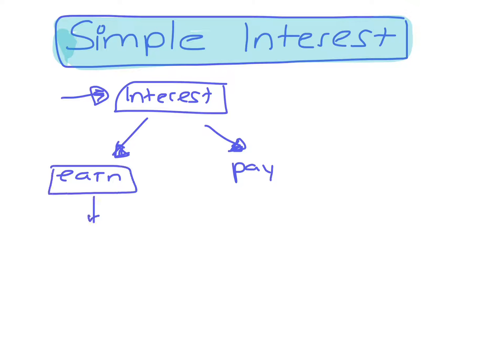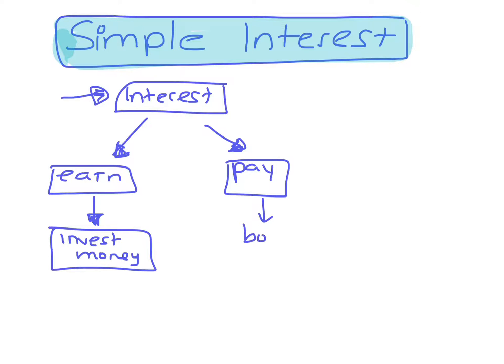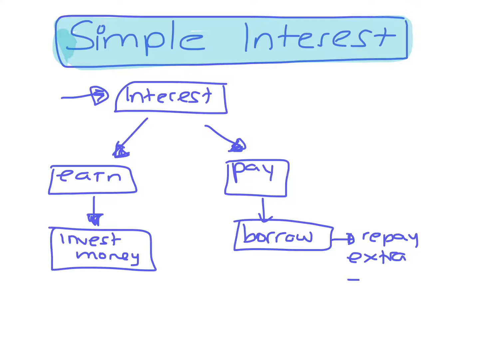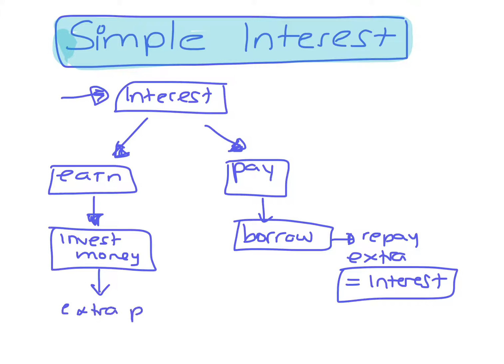Now, you basically earn interest when you invest your money, like into some sort of financial institution, but you can pay interest when you borrow the money. And when you borrow it, you have to repay it, and the extra you repay is called the interest, the extra amount that you repay. So that one's actually a cost, whereas this one is the extra that will be paid to you. And it's like extra money that you actually make.